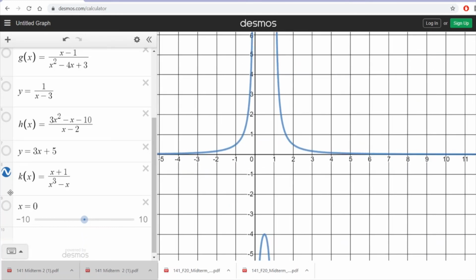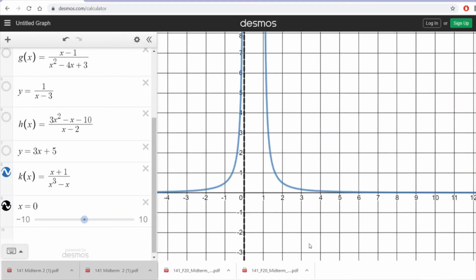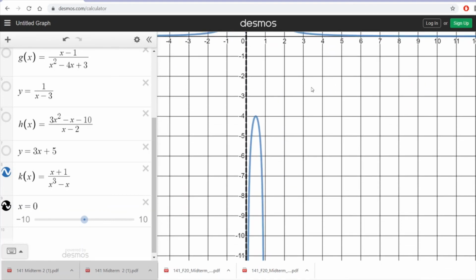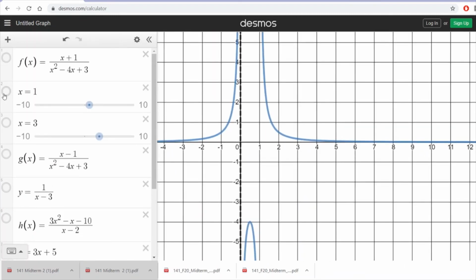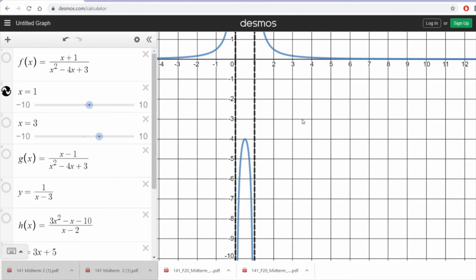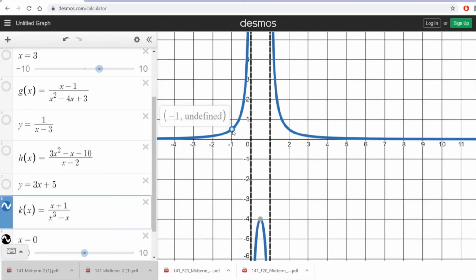Well, we have a vertical asymptote at x is equal to 0. And so again, the graph does not have any y-intercepts because it does not touch the y-axis. We also have a vertical asymptote at x is equal to 1. And then the other thing that we should have is a hole at x is equal to negative 1. And we do see that the function is undefined at x is equal to negative 1.